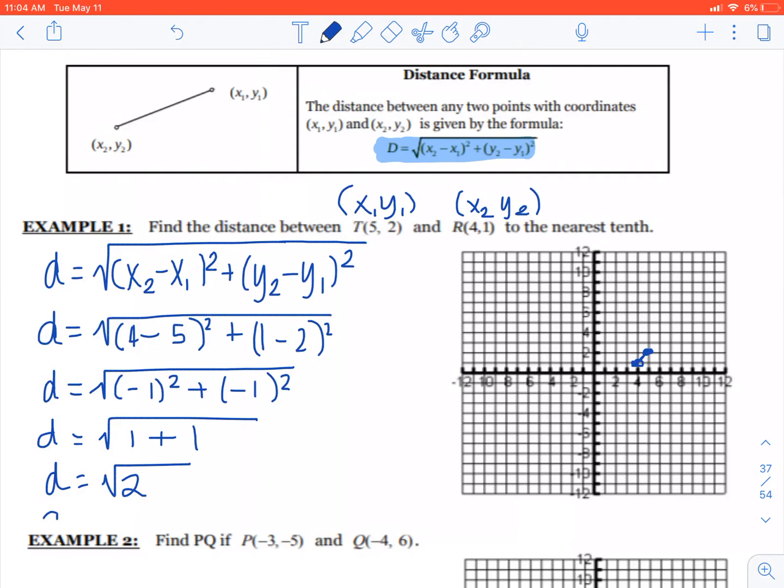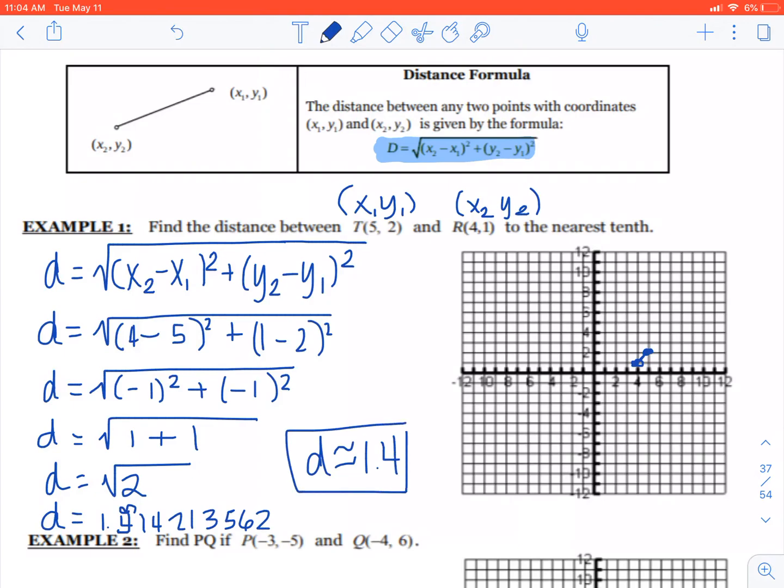Now it does ask for the nearest tenth, so I'm going to take my calculator and calculate the square root of 2. Whatever that long answer is, you're going to write that down. 1.414213562, that whole answer, and then you're going to round. So we're looking at nearest tenth, so that's the 4. The 1 tells the 4 to stay the same. So my distance is approximately 1.4. Remember, the squiggly equal sign is the approximate sign.